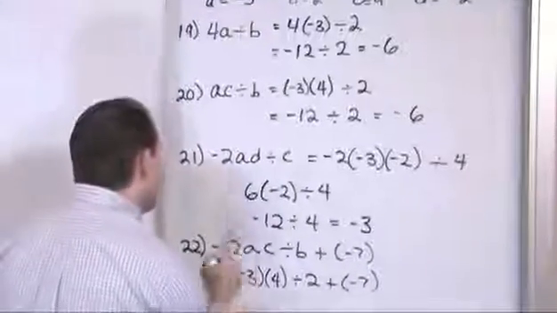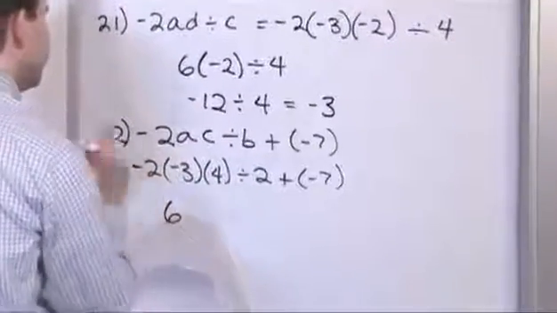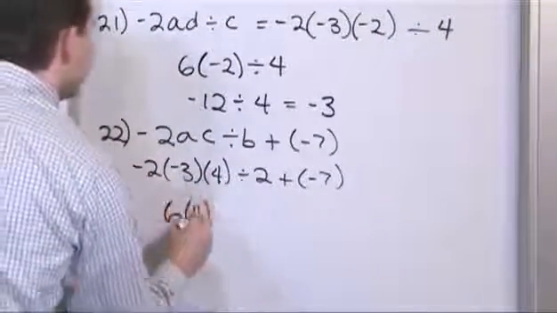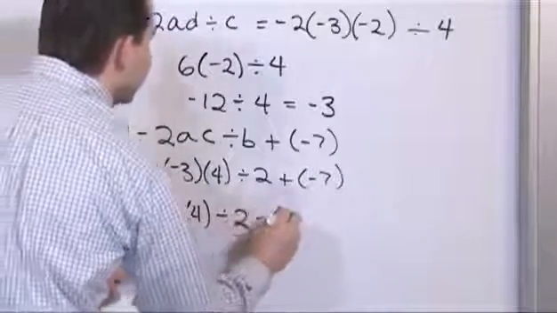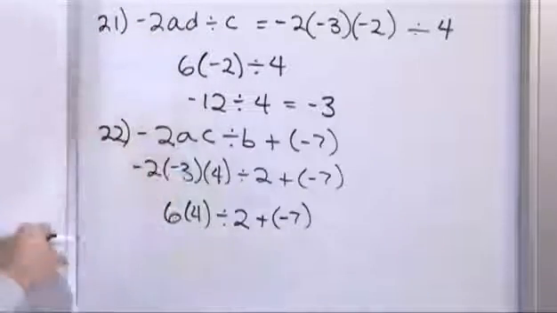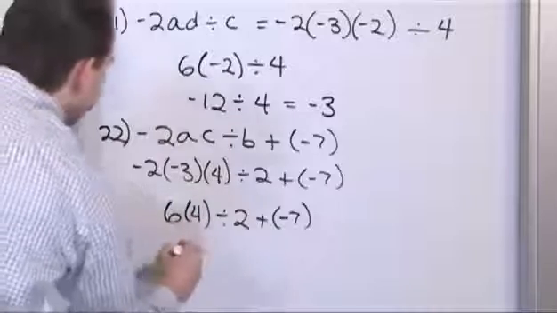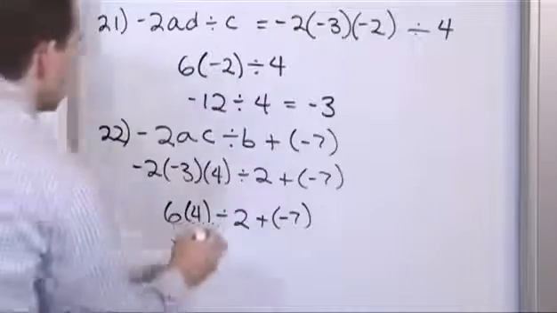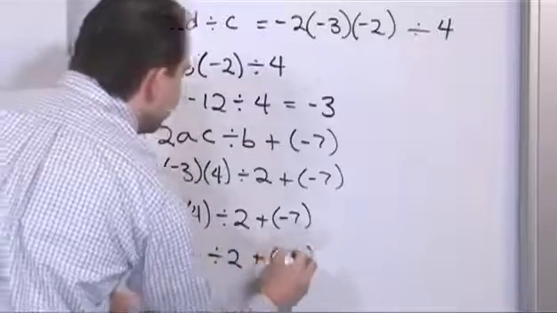2 times 3 gives us 6. It's going to be positive 6 because these two are the same sign. So then we'll just carry the 4. We haven't done anything with that. We haven't divided by 2, and we haven't added the negative 7. So we're going to carry that down. All we've done is the multiplication. Now, 6 times 4 gives us 24, and it's going to be positive. So we're going to write it down like that. We're going to divide by the 2, and we're going to add the negative 7.